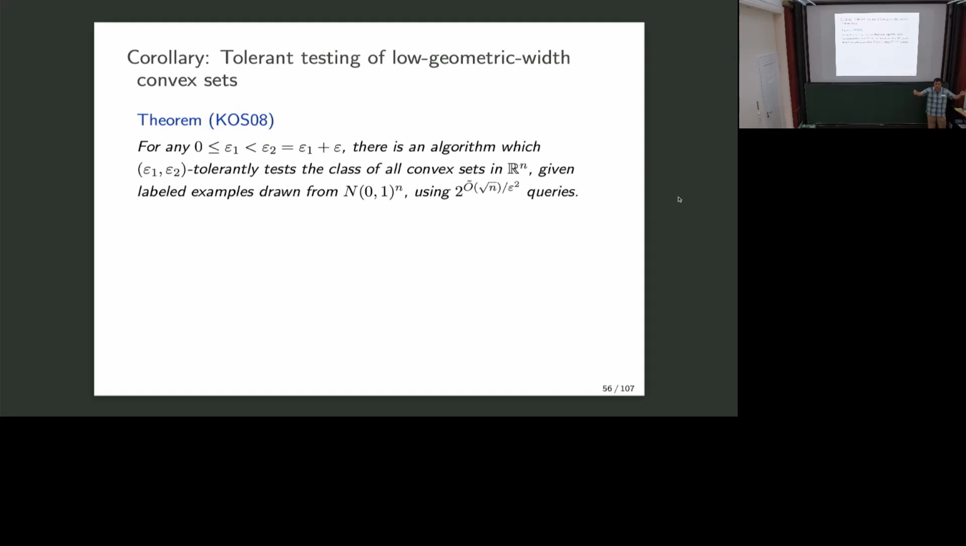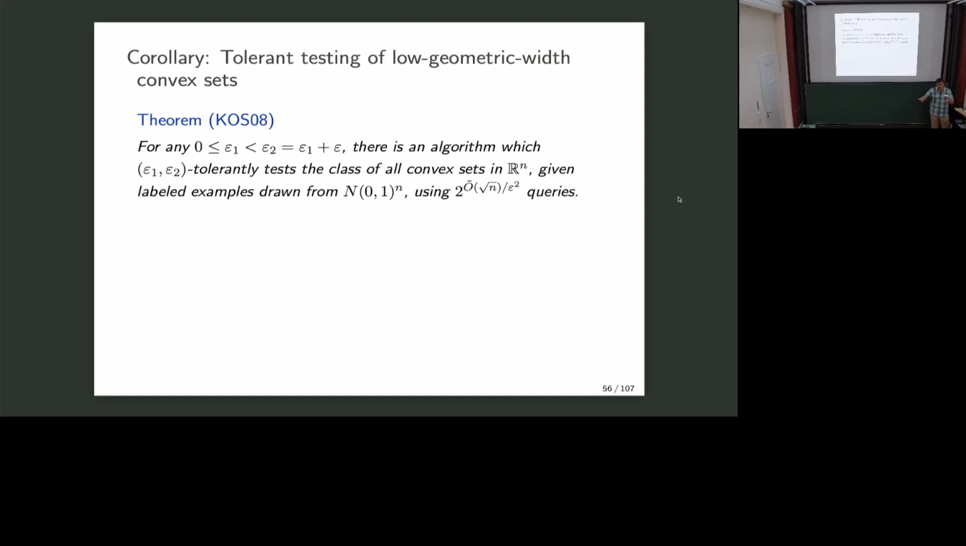We don't understand the complexity of this problem. Our lower bounds are like log n, tragically. Our upper bounds are 2 to the square root n. So there's a big gap here. And I'm telling you in this slide about the upper bound. It turns out the best we can do for this problem is a learning-based approach, the same kind of thing from the previous slide.